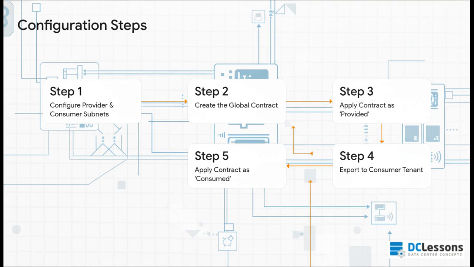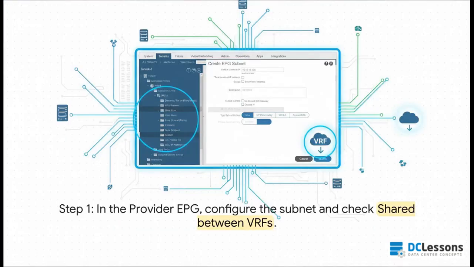And look, the workflow is actually pretty straightforward. We're going to define the networks, we'll create that global contract, then we'll tell the provider EPG to provide it, we'll export it to the other tenant, and finally, we'll tell the consumer EPG to consume it. Simple. Let's do it. First things first, we're on the provider side.